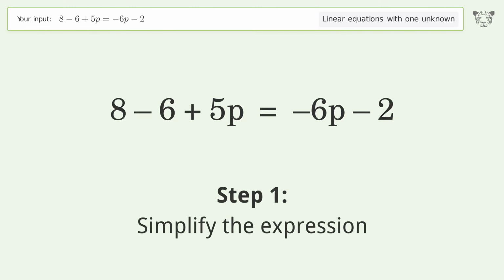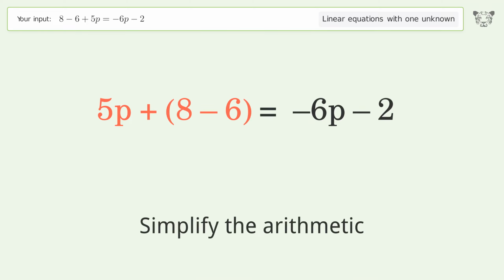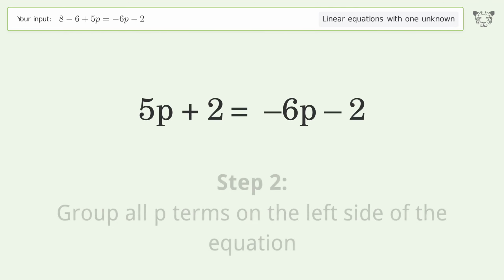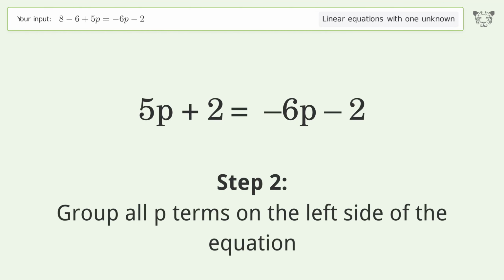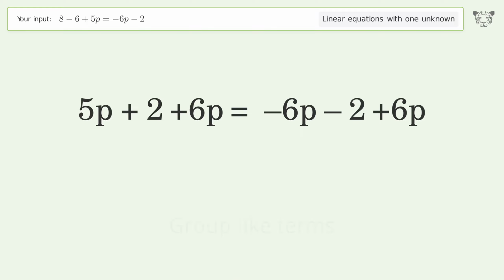Simplify the expression. Group like terms. Simplify the arithmetic. Group all p terms on the left side of the equation. Add 6p to both sides. Group like terms.